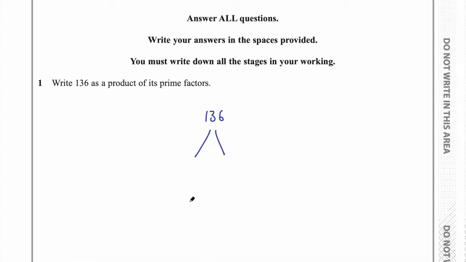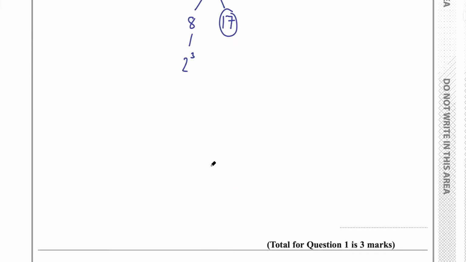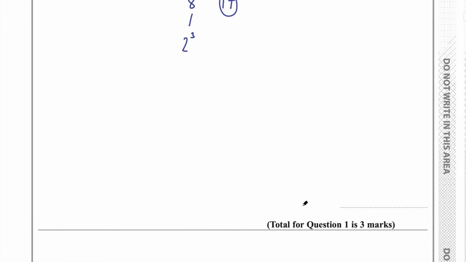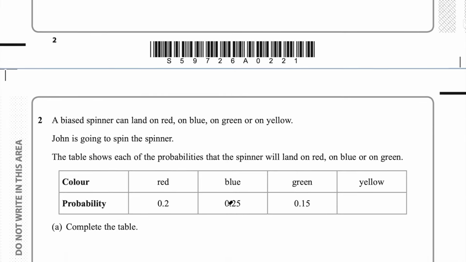I have a feeling that 8 is going to go into 136 because I know 8 goes into 120. So 8 times 15 is 120. 8 times 10 is 80. 8 times 5 is 40. So therefore 8 times 17 is going to be 136, and I know that 17 is a prime number and 8 is 2 cubed. So there's my factor tree down to its prime factors. So therefore 136 is going to equal 2 cubed times 17. That was question 1 for 3 marks.